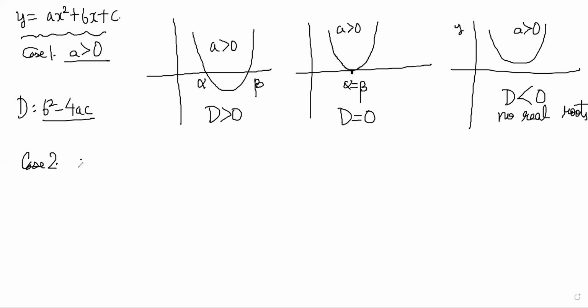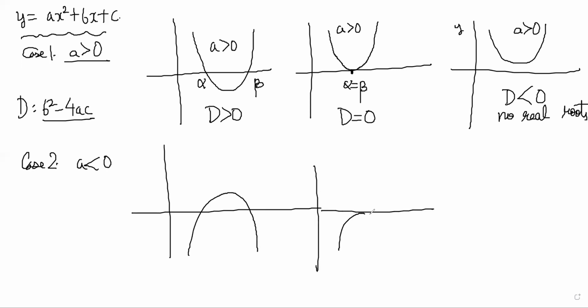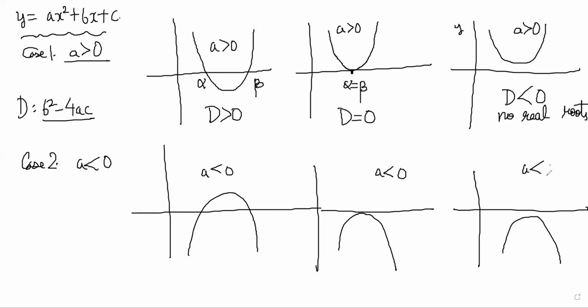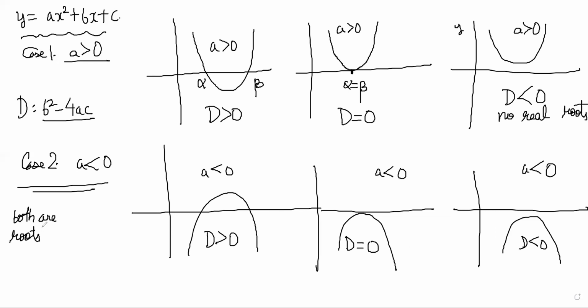If a is less than 0, you get graphs which open downwards. So you can get a graph like this, you can get a graph like this, and you can get a graph like this. So this is all when a is less than 0. And this is for d greater than 0, d equal to 0, and d less than 0. Now, the graphs of this quadratic equation are important for you to know, because you will be able to solve problems like what happens if both the roots are less than 3.